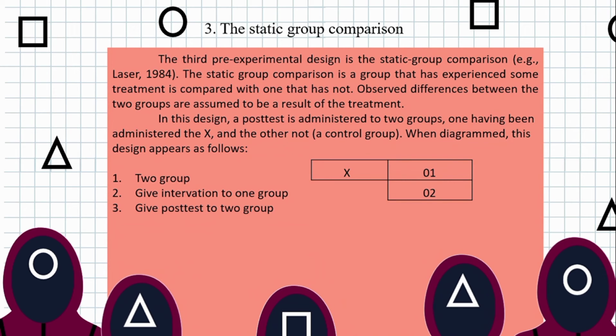The last is the static group comparison. The third pre-experimental design is the static group comparison, e.g., Leedy 1984. The static group comparison is a group that has experienced some treatment is compared with one that has not. Observed differences between the two groups are assumed to be a result of the treatment. In this design, a post-test is administered to two groups, one having been administered X and the other not, or a control group. When diagrammed, this design appears as follows: X O1 and O2. You divide the students into two groups and then give intervention to one group and then give post-test to two groups.